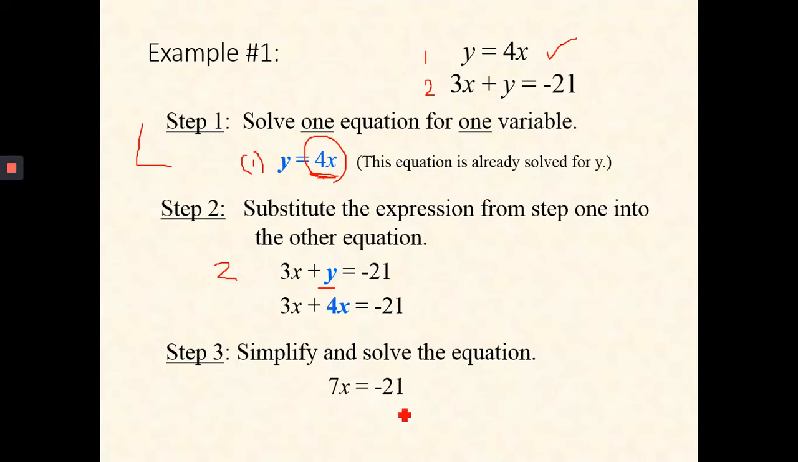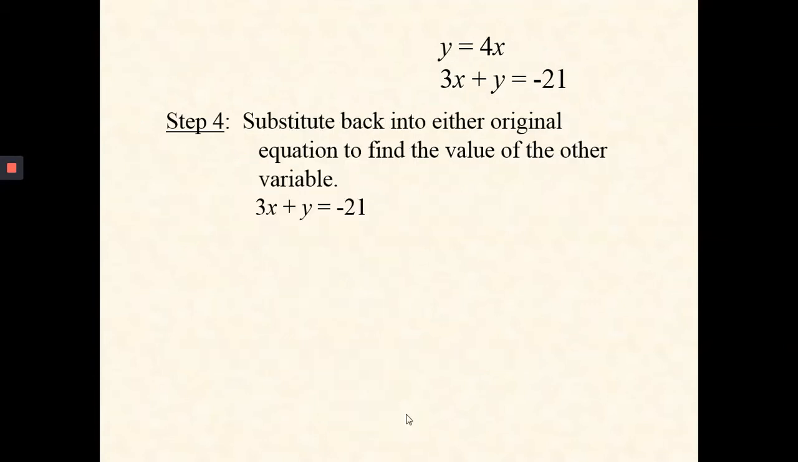Then we are now going to solve it. We're going to divide both sides of the equation by 7. Therefore, x equals negative 3. Negative 21 divided by 7 is equal to negative 3. Okay? We now have the value for x. Our problem now is the value for y.